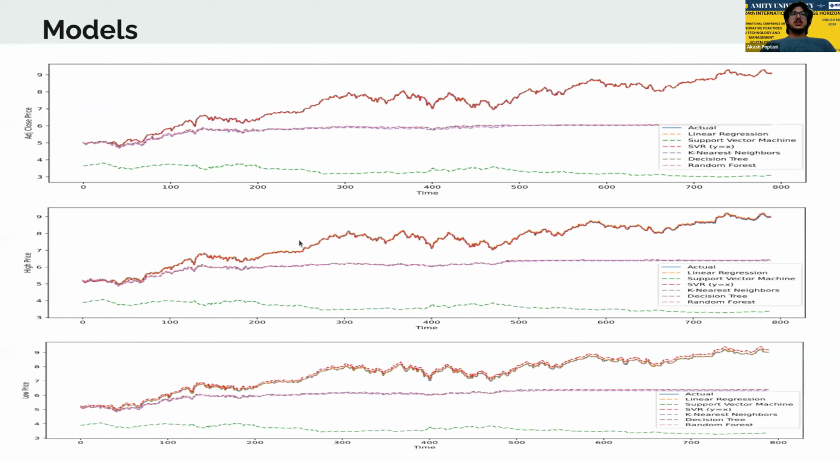This is the result for the first stage. It's not very clear, but there are 7 different lines. The middle 3 are KNN, decision tree, and random forest. Given that they are classification models, they don't perform really well. The bottom one is support vector machine, which also does not perform well.